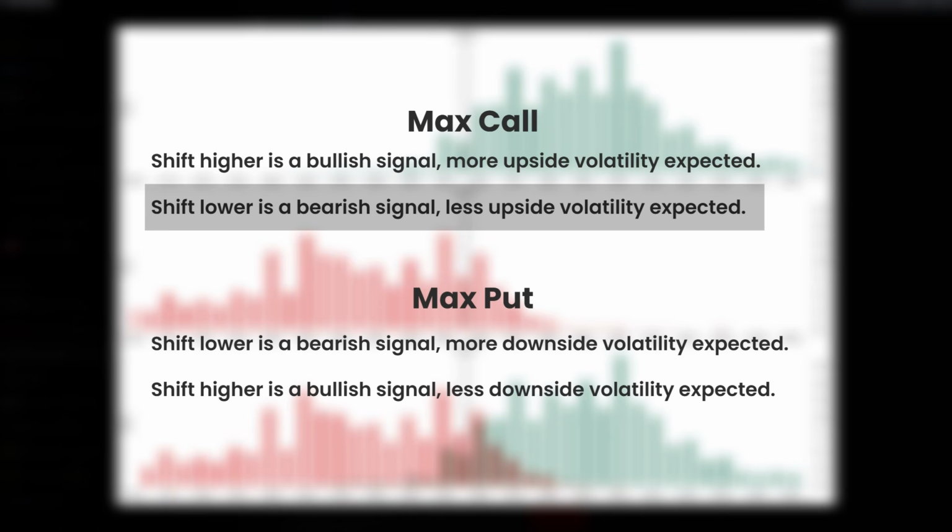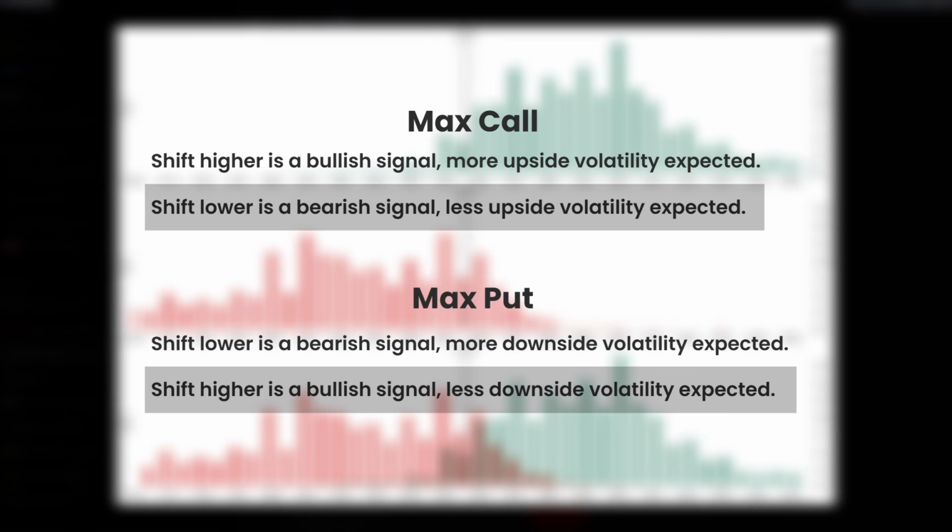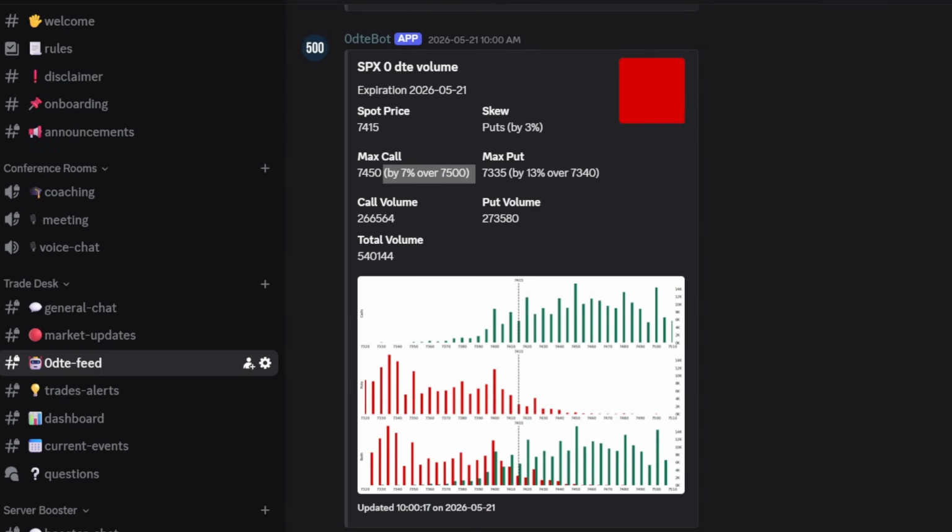And finally, if the max call shifts lower, while the max put shifts higher, those signals cancel each other out, indicating an overall expectation of lower volatility. The strike that could potentially take the max call designation is marked in parenthesis, along with the percentage indicating the volume difference between the current max call and the second highest call volume strike. The strike that could potentially take the max put designation is marked in parenthesis, along with the percentage indicating the volume difference between the current max put and the second highest put volume strike.